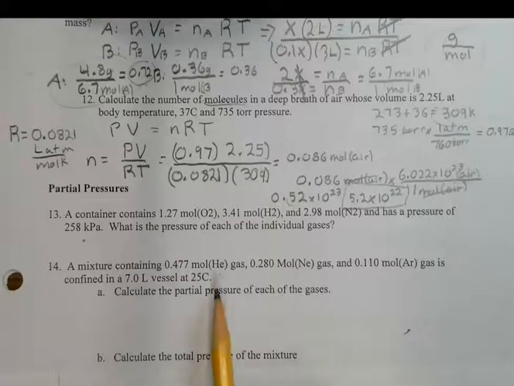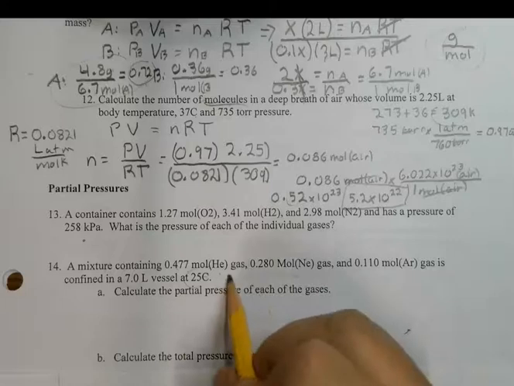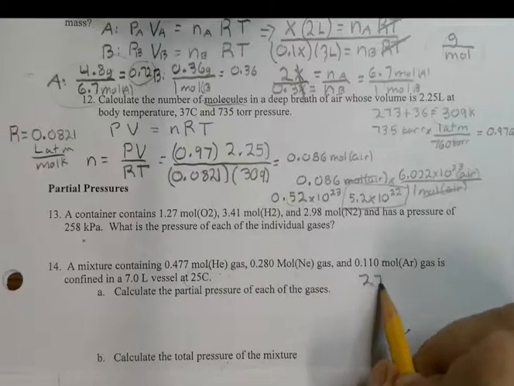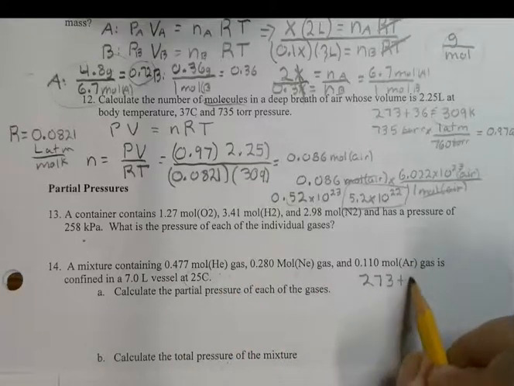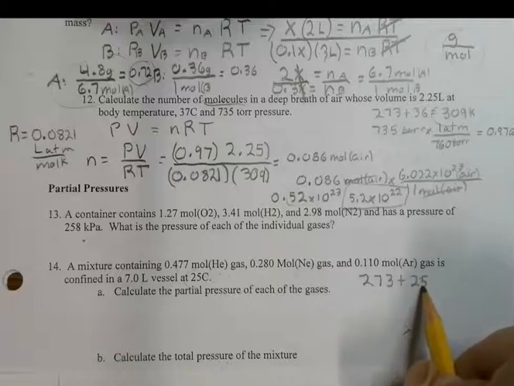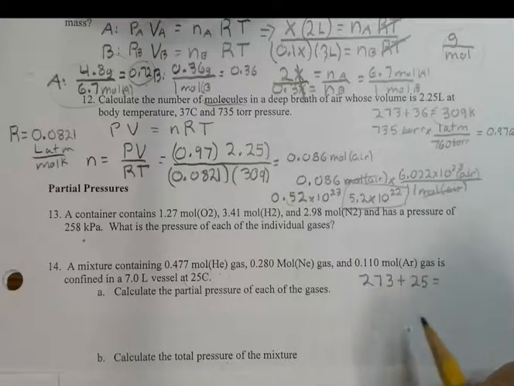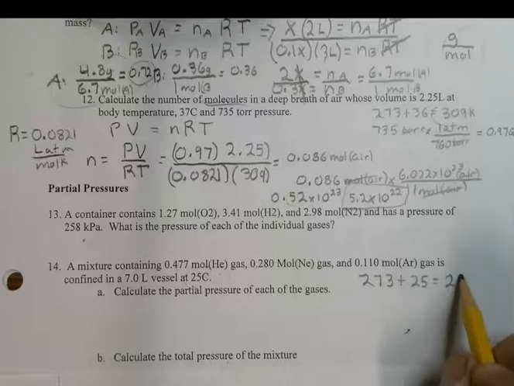Okay, and so the first thing we got to do is take 25 degrees and convert it to Kelvin. So do that over here, 273 plus 25. 25 degrees centigrade is a pretty common number because it's pretty much room temperature. So you're going to see this number 298 a lot.